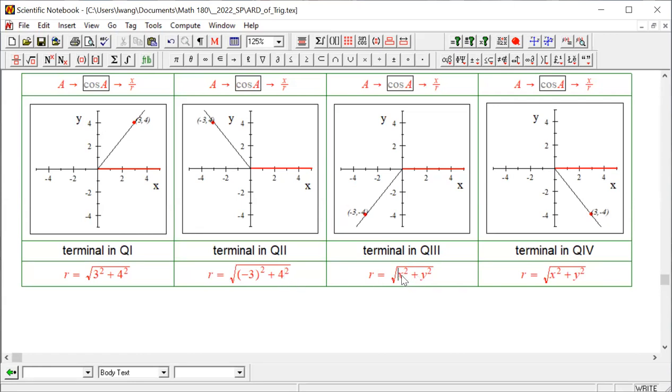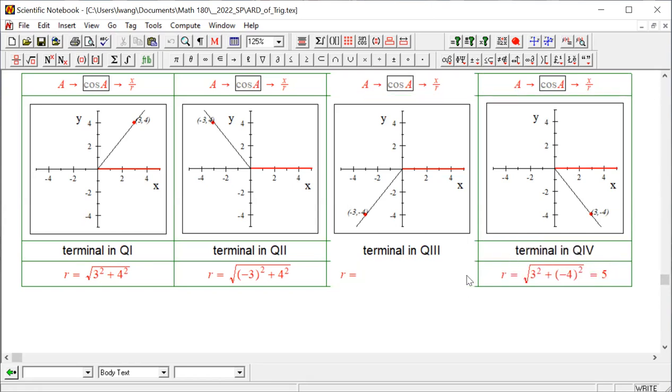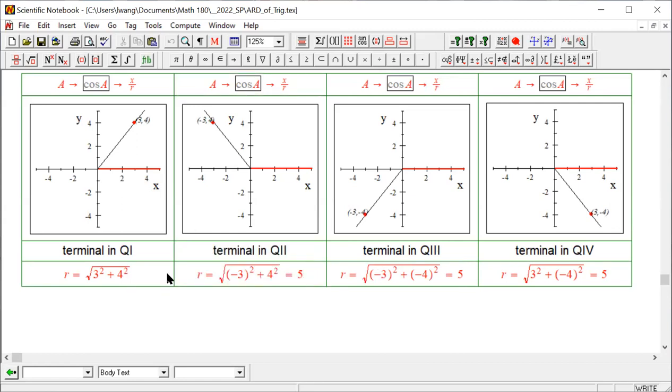And in this case, it's -3, -4. We honor that even though the answer is the same. So this is 3, and that's -4, -4 squared. So they all end up to be 5. That's not a problem for all of these cases.